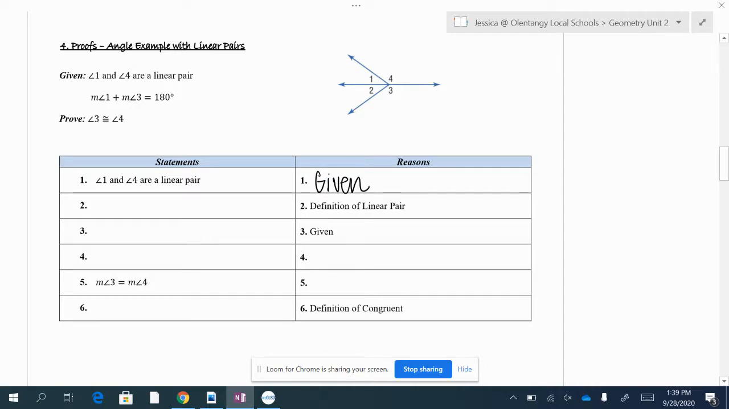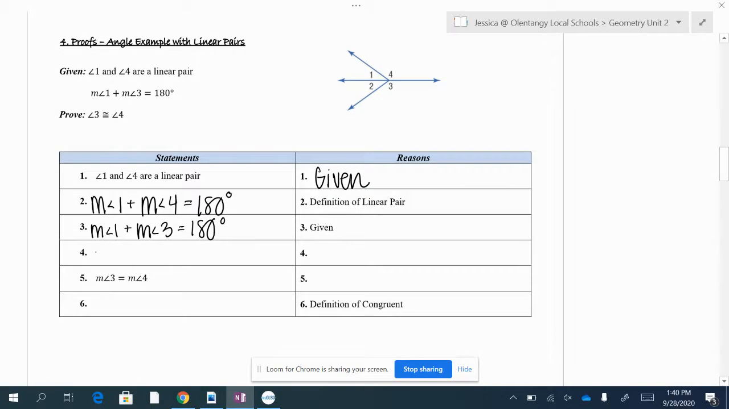And the next reason says definition of a linear pair. So I know linear pairs add to be 180 degrees, so I'm wondering if that's what they're wanting us to do. So measure of angle 1 plus measure of angle 4 would equal 180 degrees. Next line says given, so let's plop our given up in there. Measure of angle 1 plus measure of angle 3 equals 180 degrees. Again, they're both set equal to 180 degrees, so let's go ahead and set those lines equal to each other.